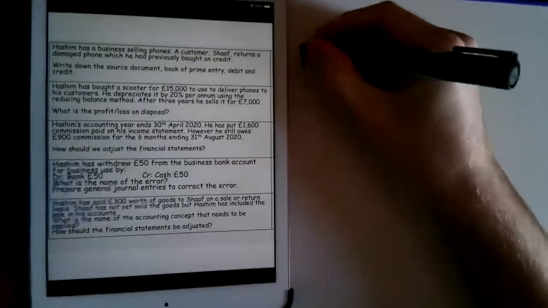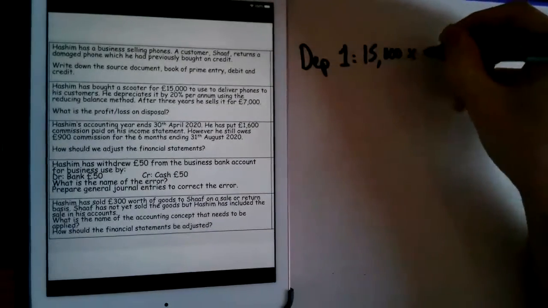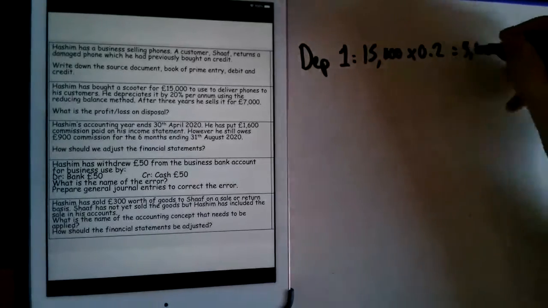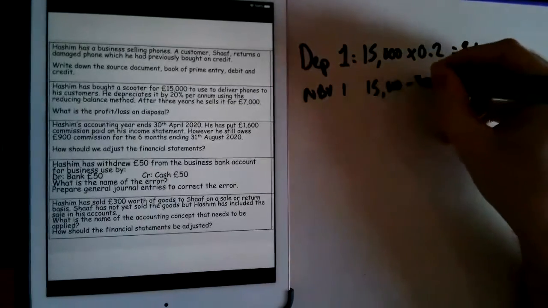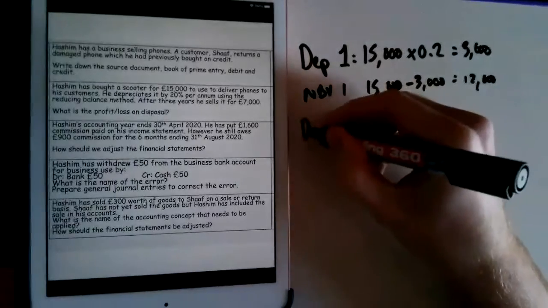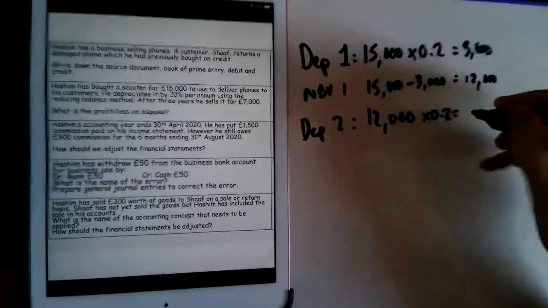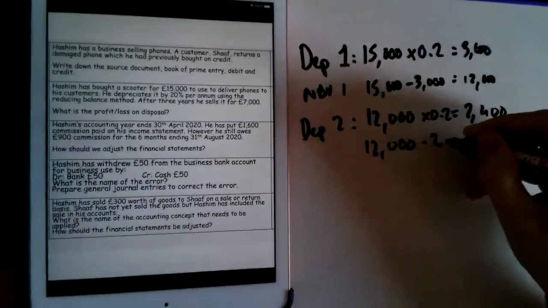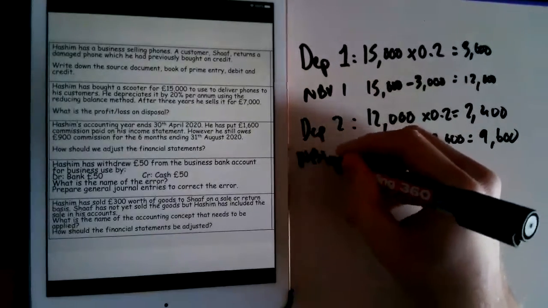So for example, depreciation for year 1 would be 15,000 times 0.2, which would be 3,000. So the net book value after 1 year would be 15,000 take away 3,000, which is 12,000. You then need to do depreciation for the second year on that. So you do 12,000 times 0.2, which would give us 2,400. You would take that away from the 12,000, which would give 9,600. So that's the net book value after 2 years.